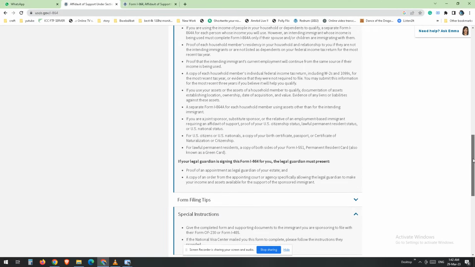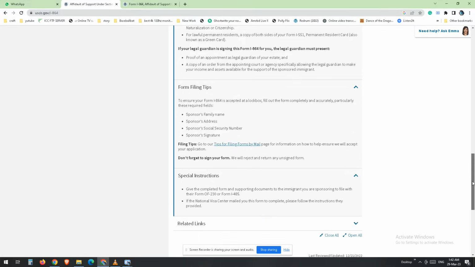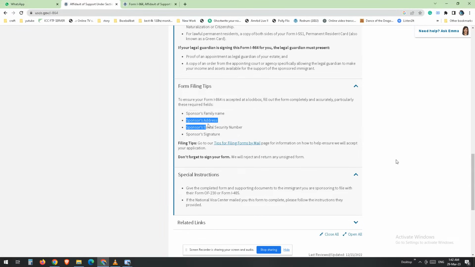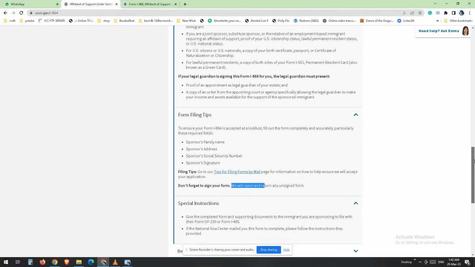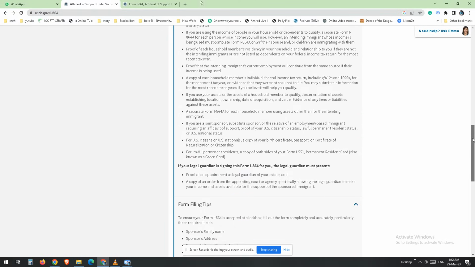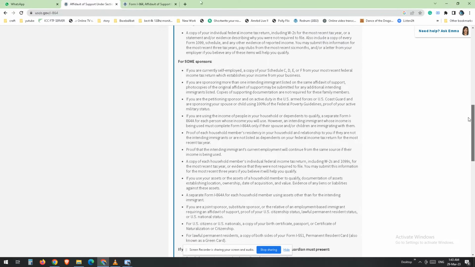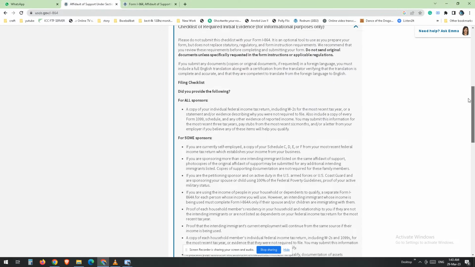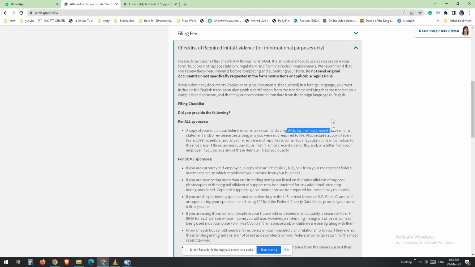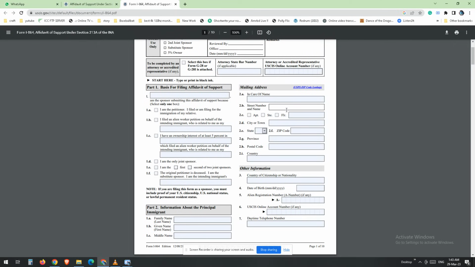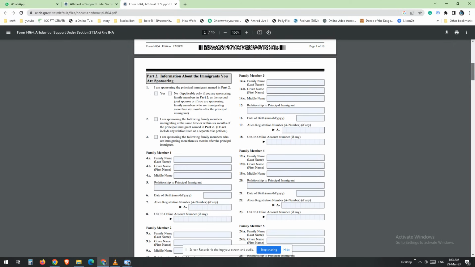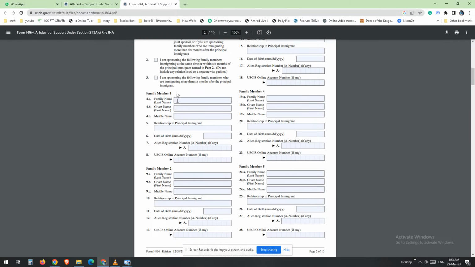Gather financial documentation. The sponsor must provide evidence of their income for the most recent tax year, including IRS transcripts or copies of their tax return, pay stubs, and W-2 forms. If the sponsor's income does not meet the minimum requirements, they may need to find a co-sponsor who meets the income requirements. Complete US's Form I-864. The sponsor must complete US's Form I-864, including personal information, income details, and the intended immigrant's information.